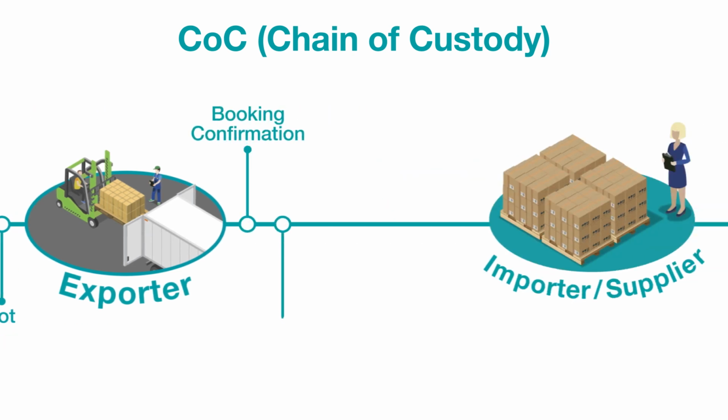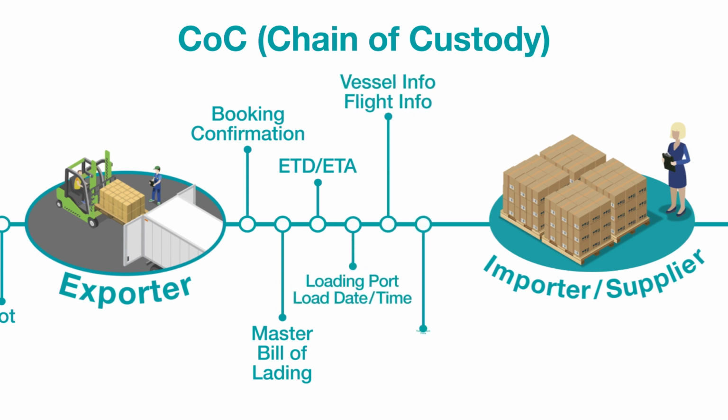The information between the exporter and importer is typically found on the booking confirmation, which includes vessel, flight, carrier information, and transshipment data, such as estimated time of departures and arrivals, loading and unloading ports, and many critical data points essential to the international shipping process.